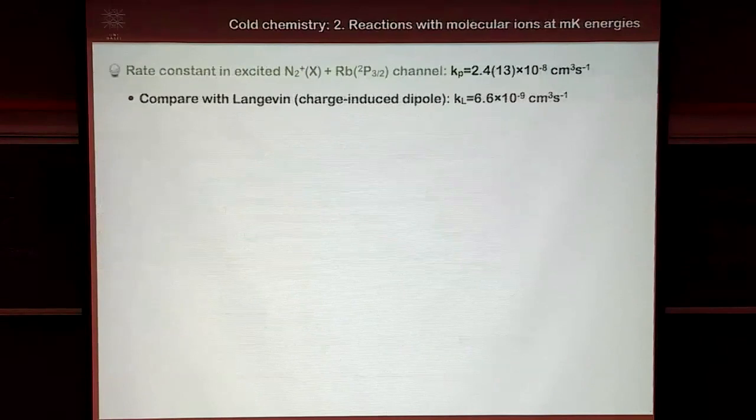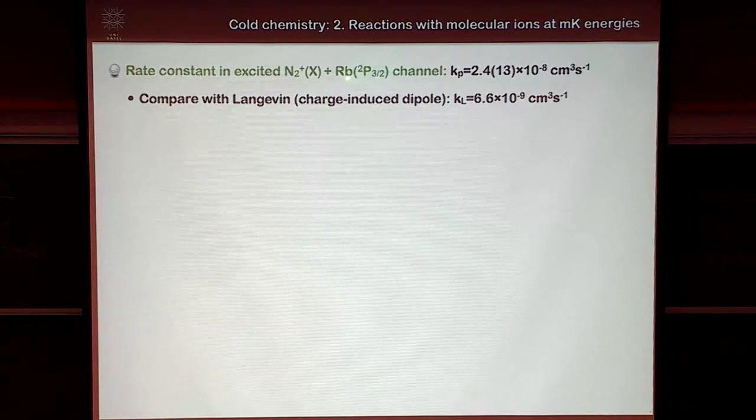But there is a bit more to that, actually. If one looks at the rate constant for this excited channel, it's on the order of 2 times 10 to the minus 8 cubic centimeters per second. At least for me, this is the fastest rate constant that I have ever seen. One can compare this with a Langevin rate constant for this system, just from the Langevin capture model that I have discussed before, the charge-induced dipole interaction, and it is a factor of 4 smaller. So what's going on here?